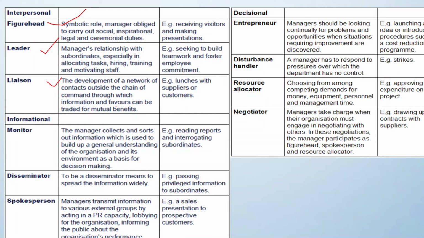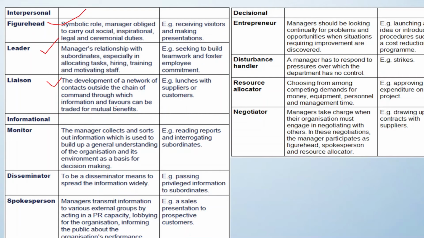So they can go for lunch with suppliers or customers. They can build relationship among them, which will benefit mutually. Mutually means both the manager and as well as the company.